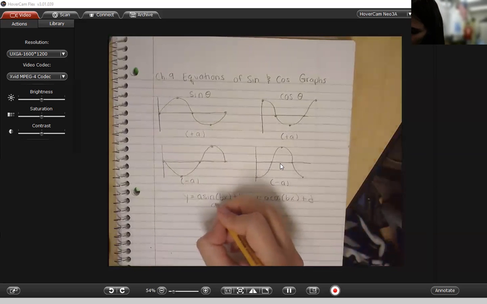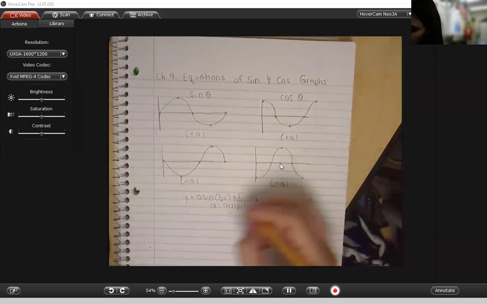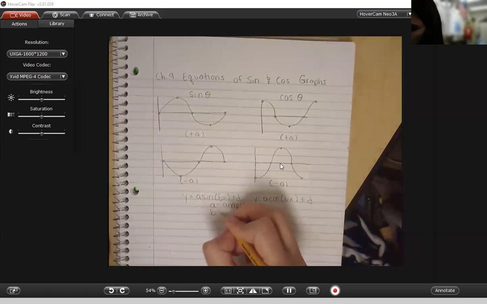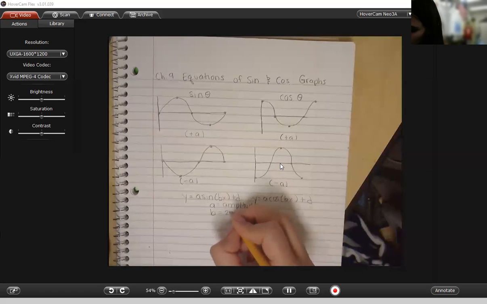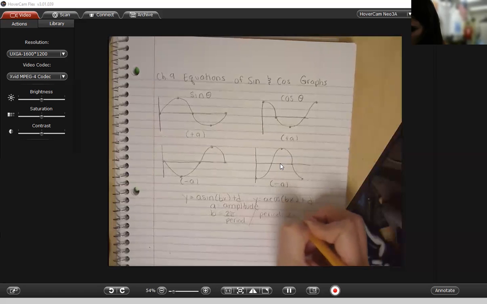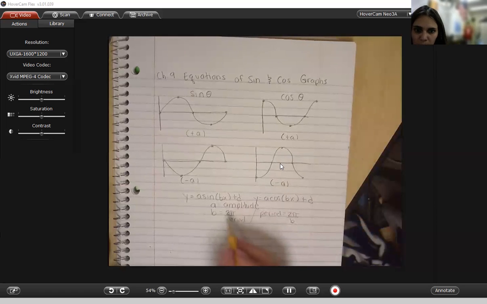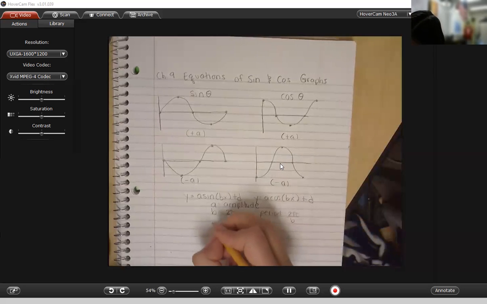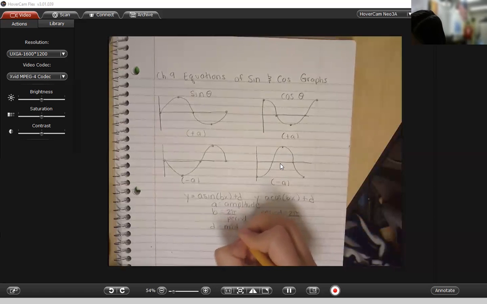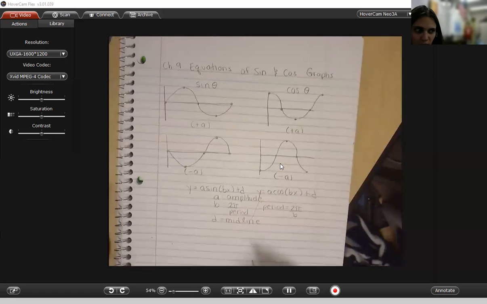For both of them, your a is the amplitude. The b value is going to be equal to 2 pi over the period. We also said the period could be equal to 2 pi over b. They have that inverse relationship where b times the period equals 2 pi. So either one. And then we said d is the midline, for either of these.